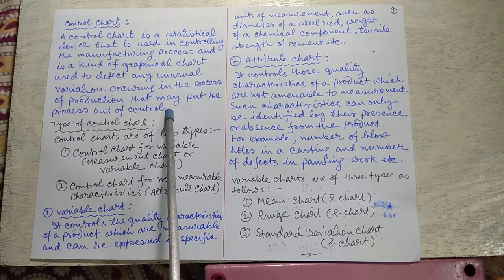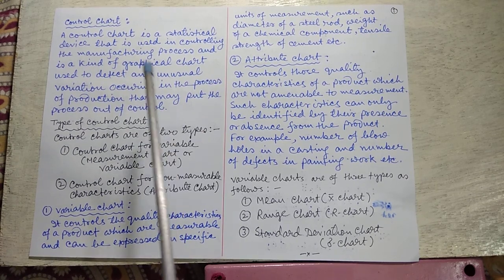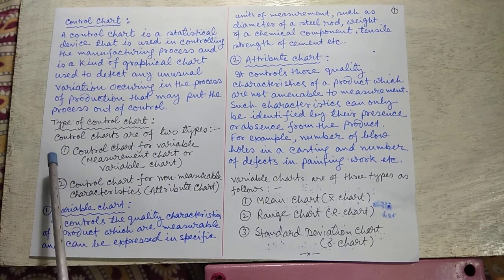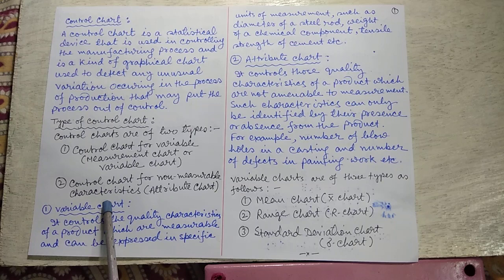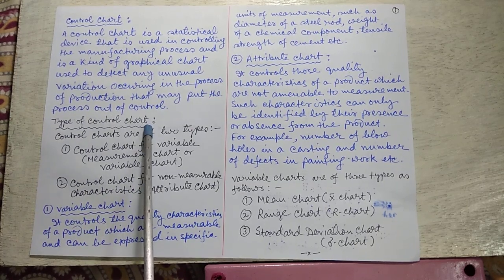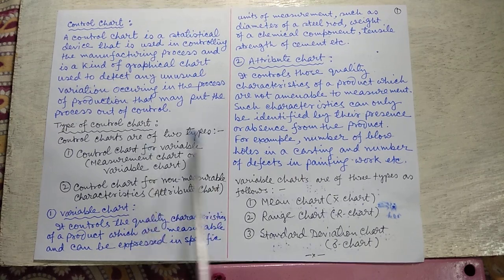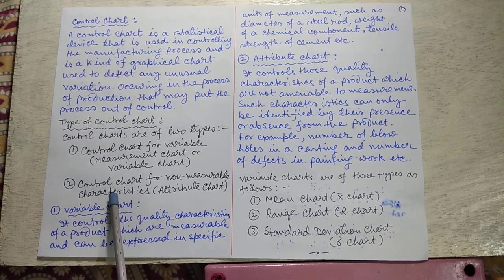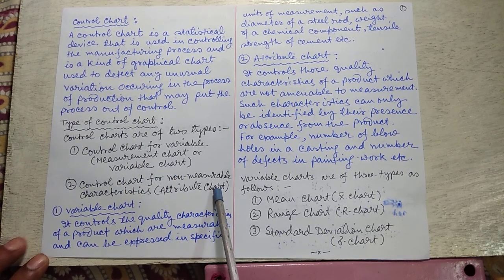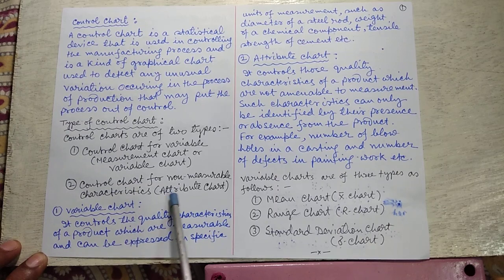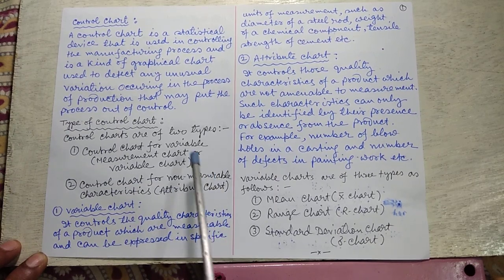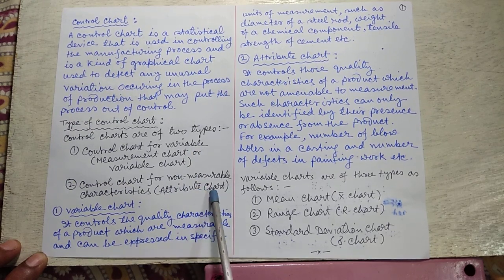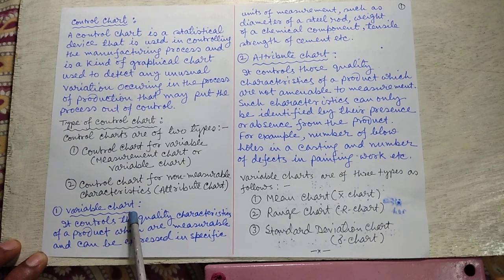Now there are various types of control charts. It may be broadly classified into two types, that is control charts for variable and control chart for attributes. Control chart for variable, that is measurement chart or variable chart, and control chart for non-measurable characteristics, that is attribute chart. Now you know that variable can be measured in terms of unit, whereas attribute cannot be measured in terms of units.